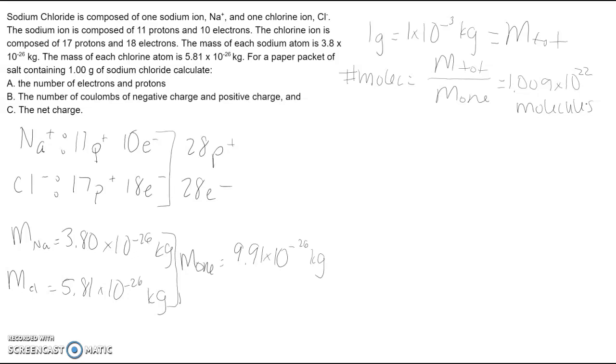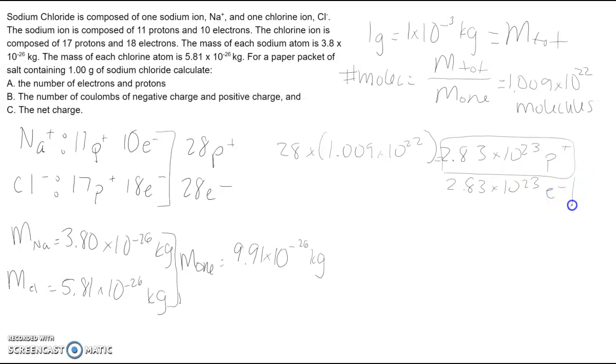Now we want the number of electrons and protons. This is the number of molecules we have, and we've got 28 protons per molecule, so we multiply by 28. 28 times 1.009 times 10 to the 22 gives us 2.83 times 10 to the 23 protons. And since we have the same number of electrons, we also end up with 2.83 times 10 to the 23 electrons. So part A, done.